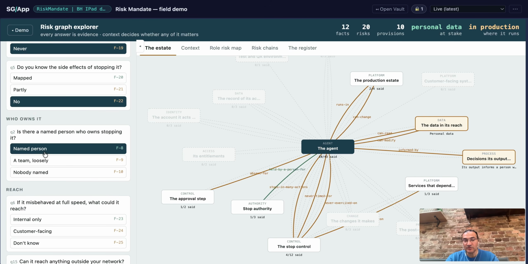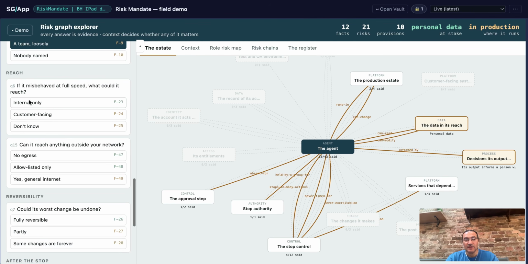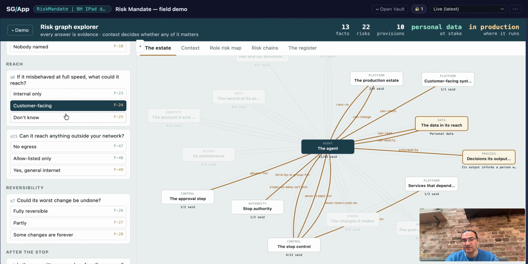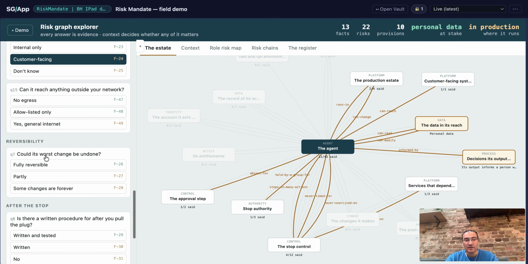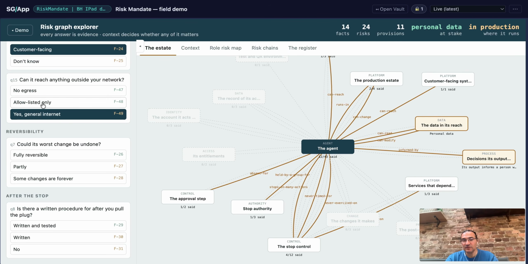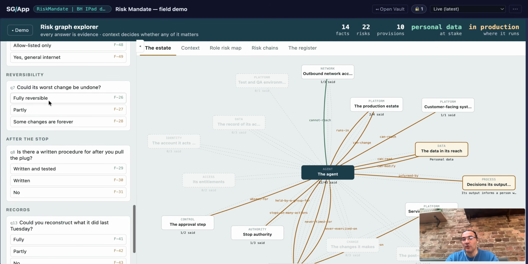Is there a named person? Do you have a named person or not? So this is the stop authority, right? With a team, if it really misbehaved at full speed, what could you reach, right? Internal only, customer facing, don't know. So this would be customer only. So you can now start to see again what's the damage that it connects. Can you reach anything outside the network? This means does it have internet access or not. So again, you can see here outbound access, right? For example, no egress. Could you undo the damage, right?